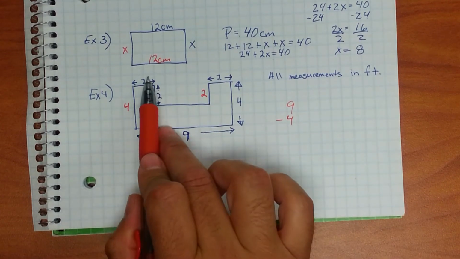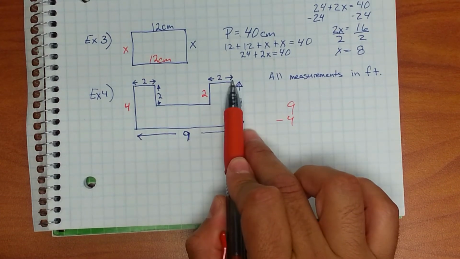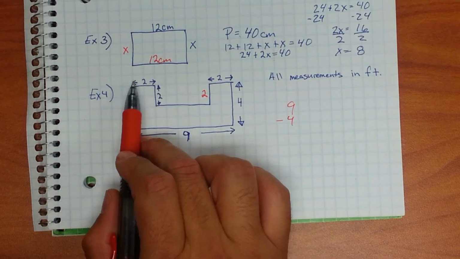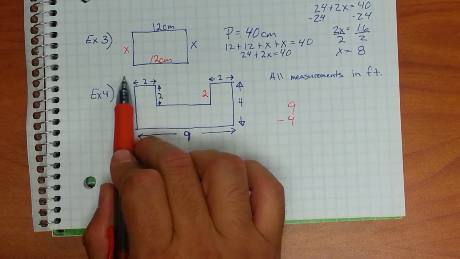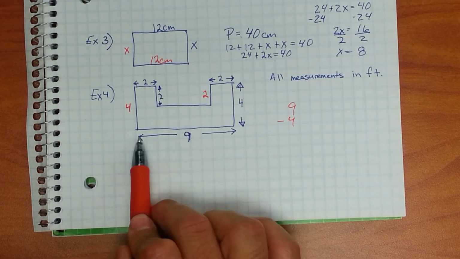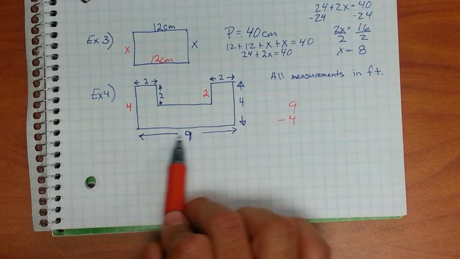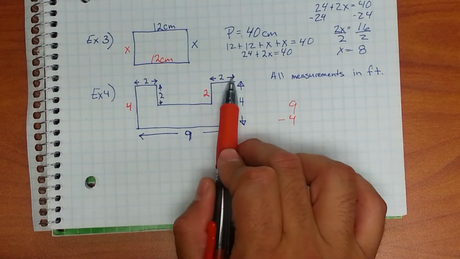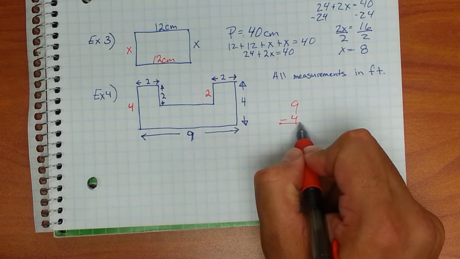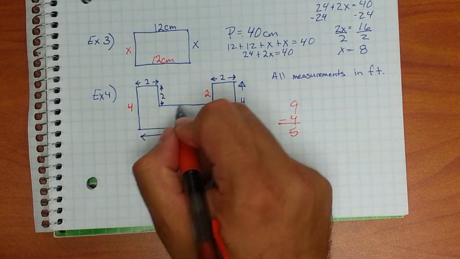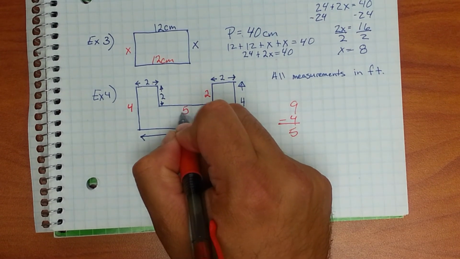Where did I get the 4? I have this 2 and this 2. And because the whole thing has to be 9 from here to here, because it is the same thing up here as it is down here, it's this 9 minus that 2 and that 2. So 9 minus 4 is going to give me 5. So my missing piece here is going to be 5.